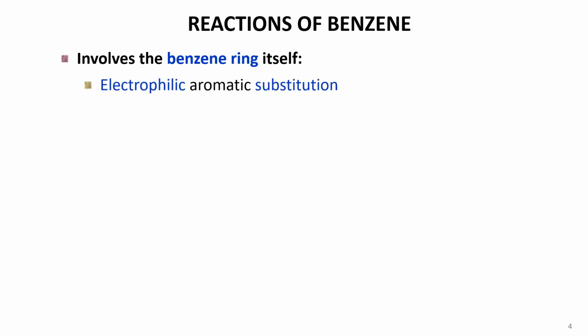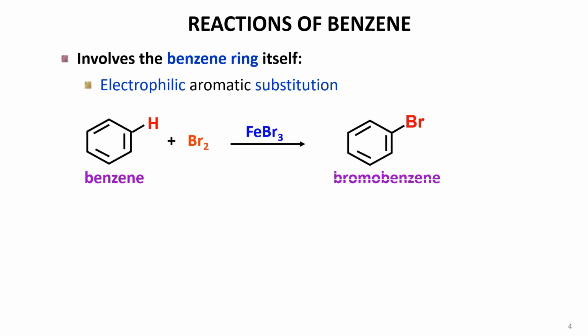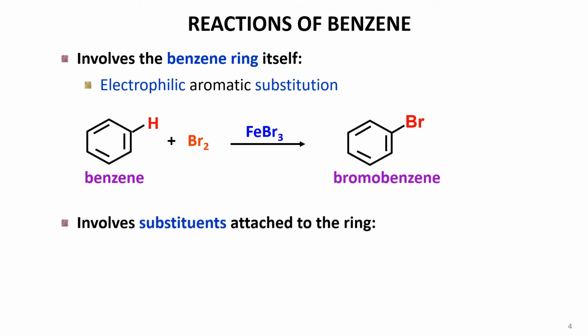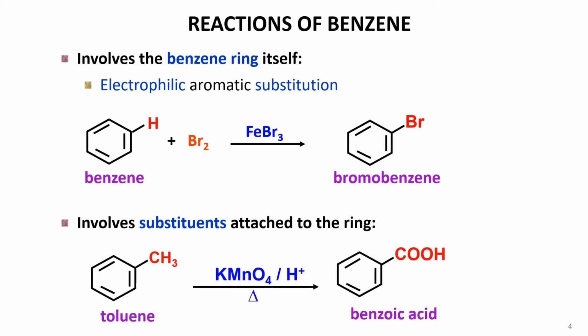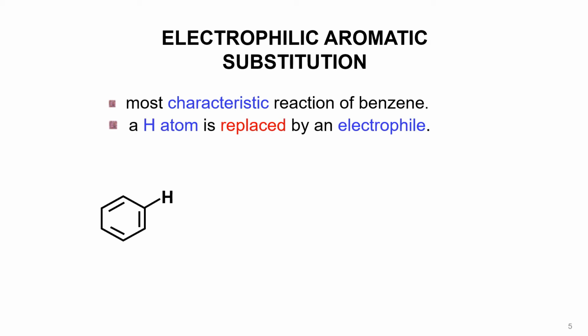Chemical properties of benzene. The reactions of benzene involve the benzene ring itself. This is an example of electrophilic aromatic substitution. The reactions of benzene also involve substituents attached to the ring. This is an example of the reaction. Electrophilic aromatic substitution is the characteristic reaction of benzene. A hydrogen atom is replaced by an electrophile as shown in the equation below.